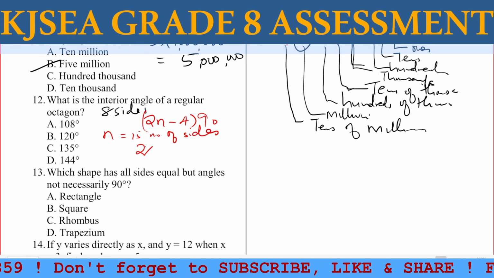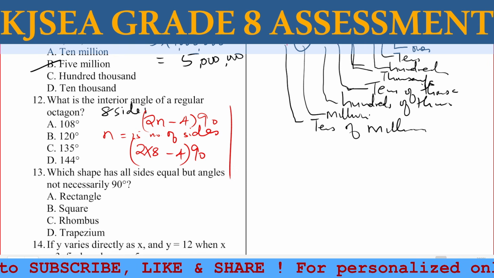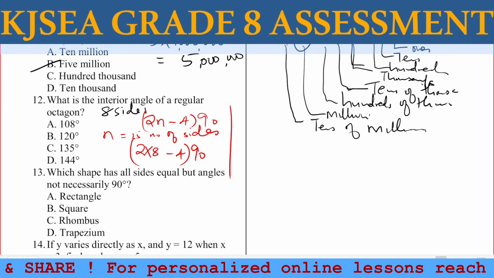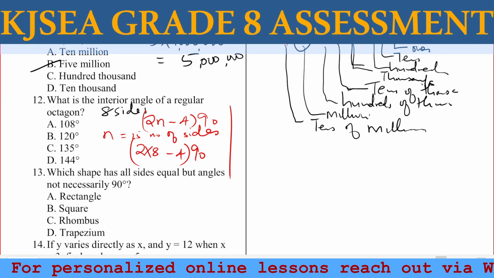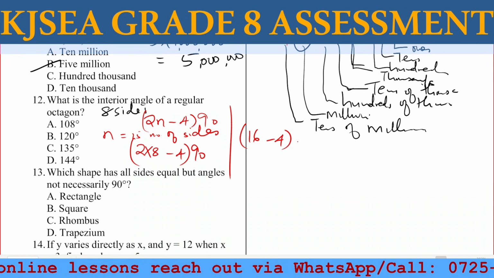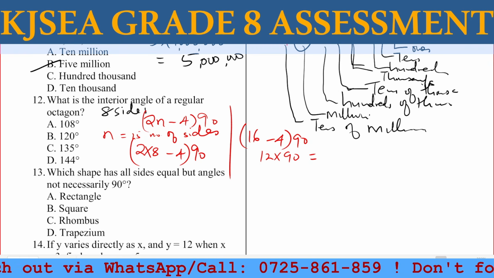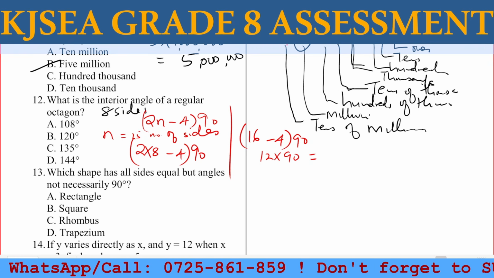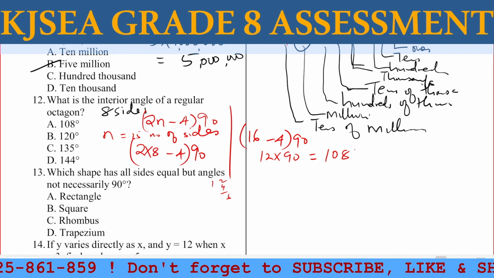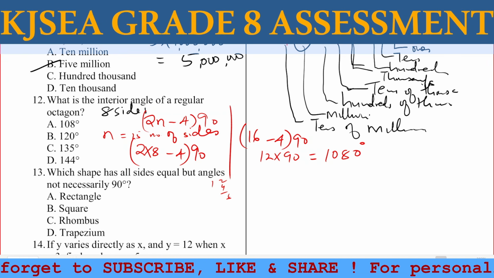So this will give (2 times 8 minus 4) multiplied by 90. N is the number of sides, and that is the formula we use when getting the sum of the interior angles of any regular polygon. So 2 times 8 gives 16, subtract 4, multiply by 90. 16 minus 4 is 12, 12 times 90. 12 times 9 is 108, so 1080 degrees. So 1080 degrees is the sum of all the angles.